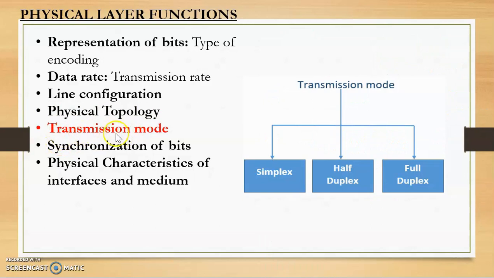Next function is the transmission mode or data flow. Transmission mode tells us the direction of flow of information between two devices. The three transmission modes are simplex, half duplex and full duplex. In simplex, it is unidirectional, meaning one device can only send whereas the other can only receive. In half duplex, both the devices can send as well as receive but not simultaneously. Whereas in full duplex, both the devices can send as well as receive data simultaneously. Again, all these transmission modes we have discussed in detail in the earlier videos. So the physical layer will define the transmission mode.